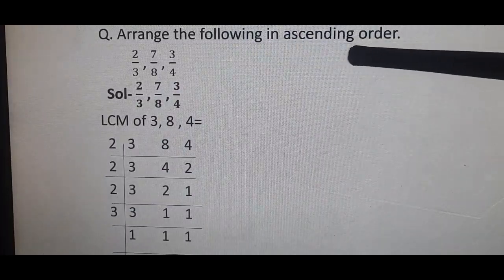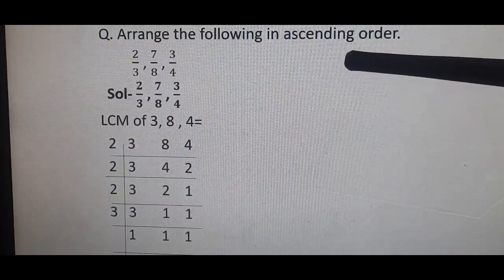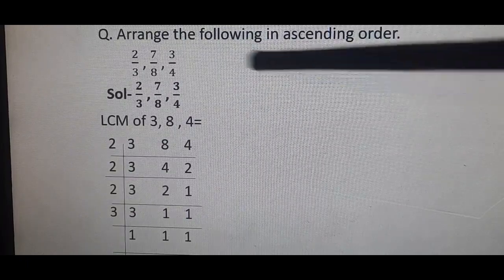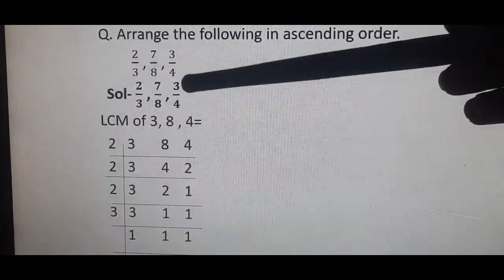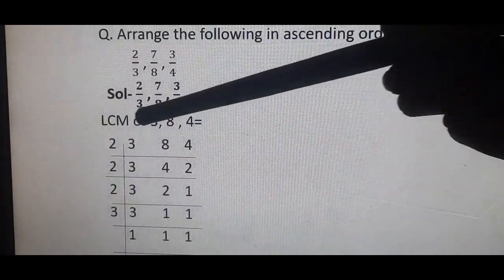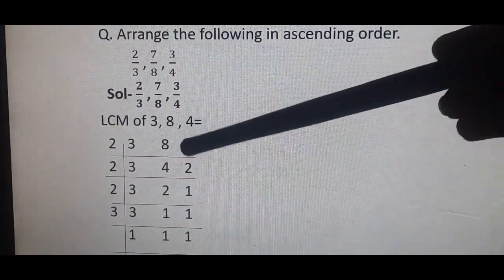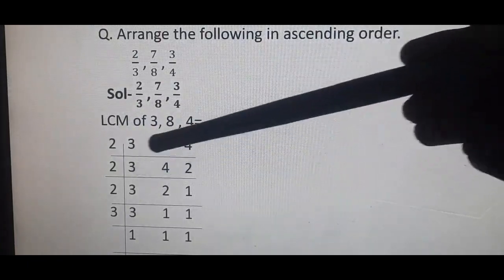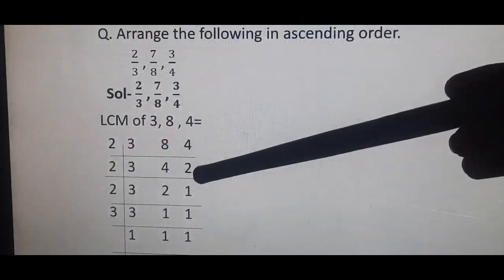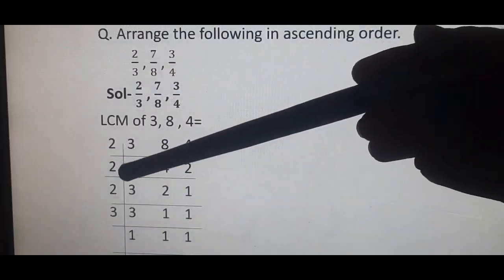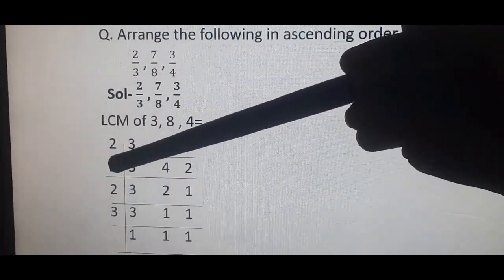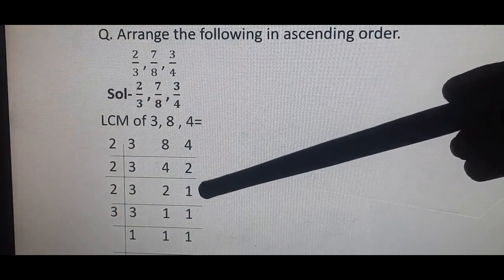Arrange in ascending order. We have done ascending order in the previous lecture: smallest to greatest. 2 upon 3, 7 upon 8, 3 upon 4. As denominators are different, we will take the LCM. LCM of 3, 8 and 4. We will start division with 2. 3 will be written 3 only. 2 4s are 8, 2 2s are 4. Then 3 will be written again same. When we divide with 2, 2 2s are 4, 2 1s are 2.